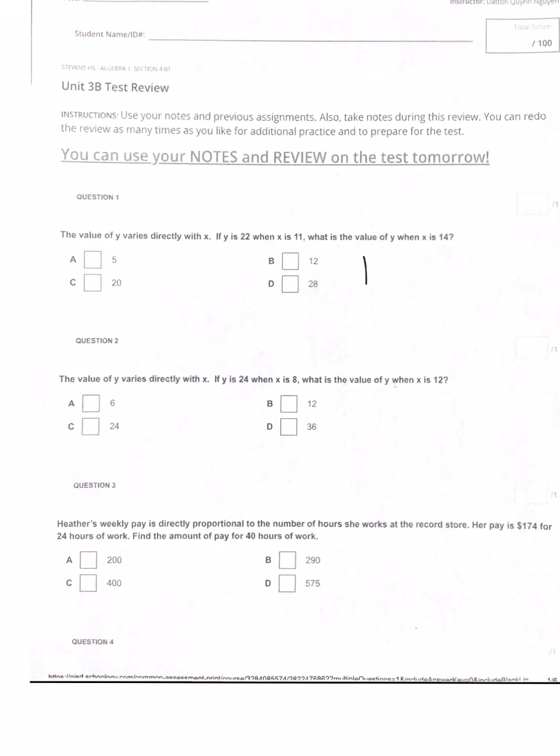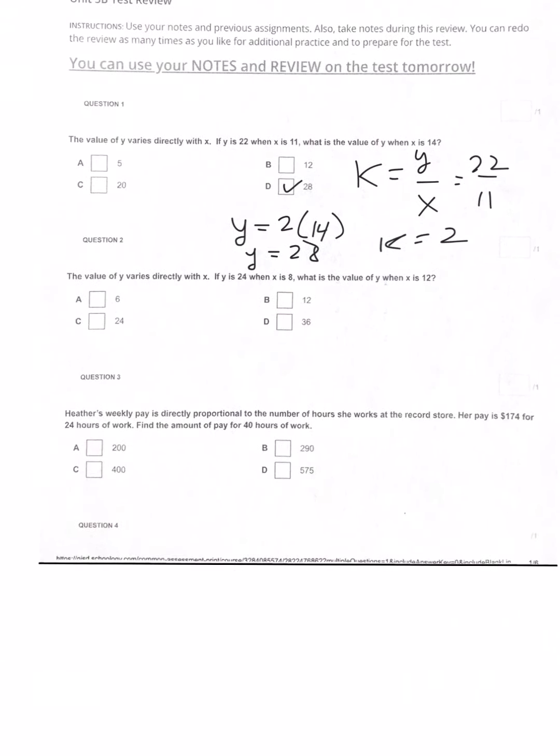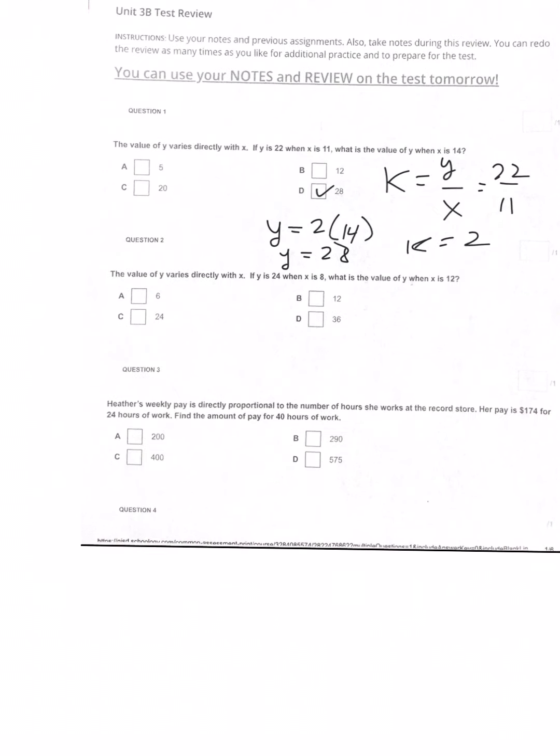So remember, we have to find the k value first, so k is equal to y divided by x. So this is going to be 22 divided by 11. So k equals 2. Then I take that value, 2, times 14 and I'm going to get 28. So that's my answer there. Okay, now third one here.